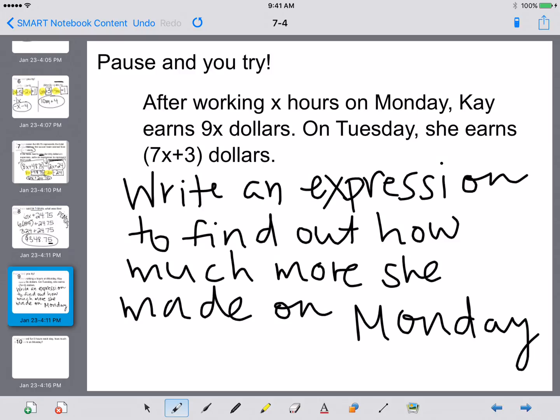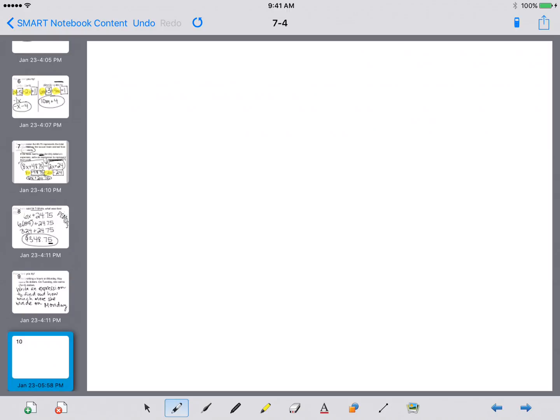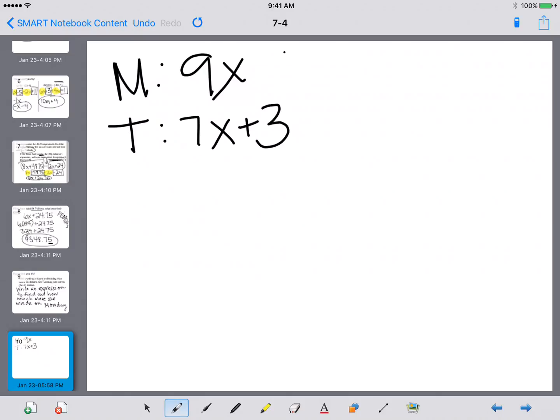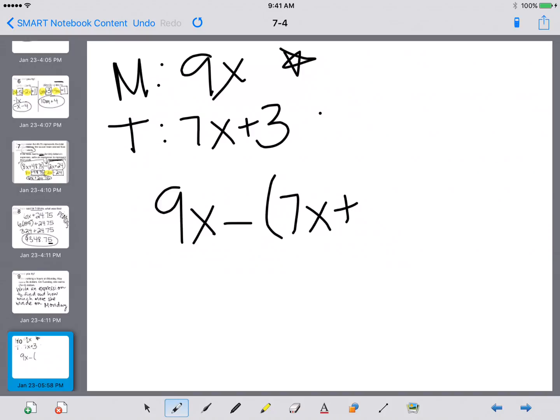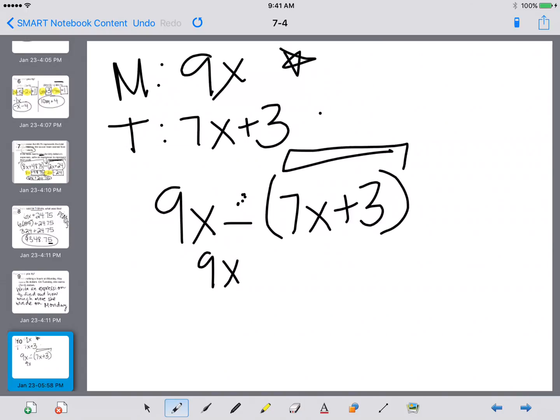Sorry for the confusion. So in order to do that, I know that on Monday she made $9X, and on Tuesday she made 7X plus 3. To find out how much more she made this day than this day, I need to take 9X and then subtract our 7X plus 3. When I do that, our 9X stays. This subtraction sign makes us flip the symbols on all of that in there. So positive 7x becomes minus 7x, and positive 3 becomes minus 3.